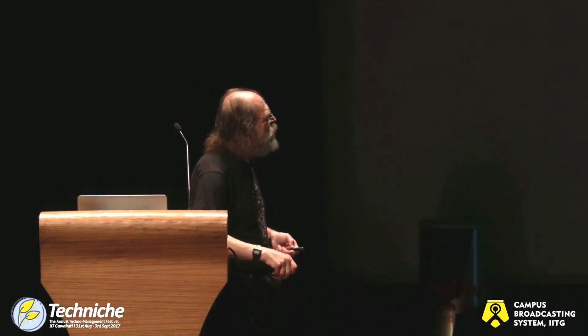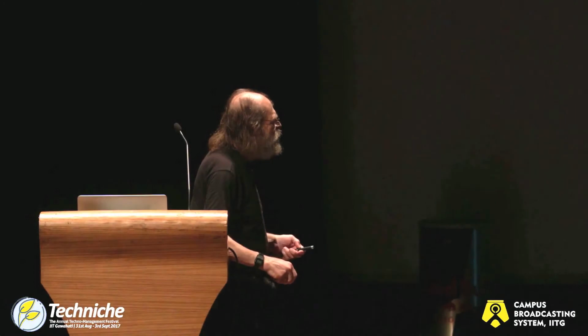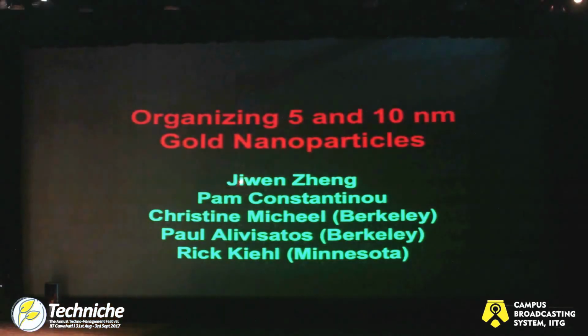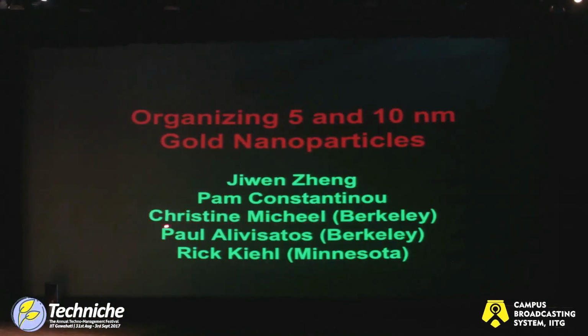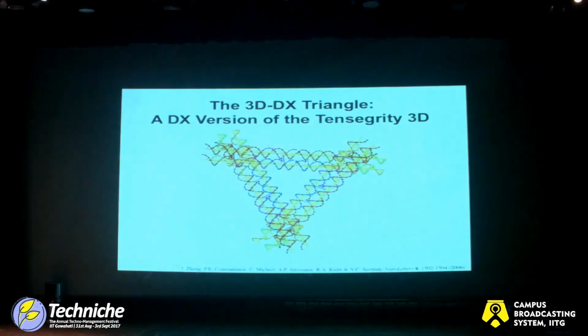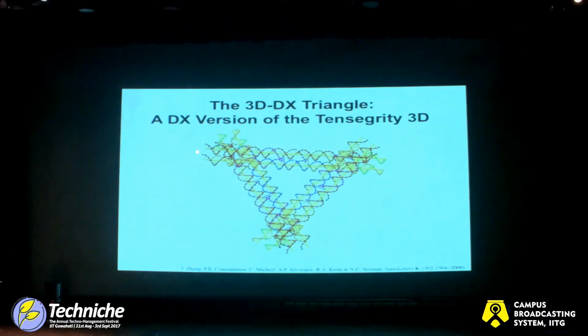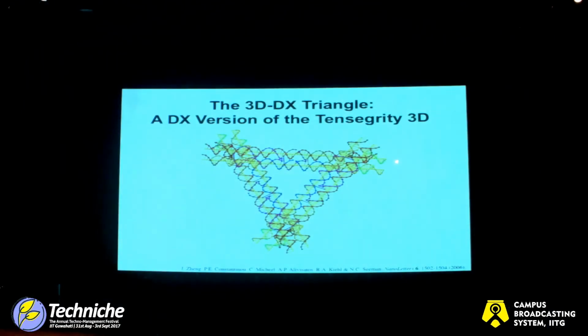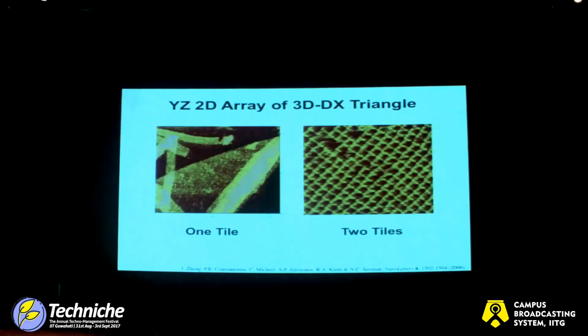Now, one of the interesting things about DNA is that you can use it to organize other materials. So in this case, we're looking at work done by Jiwen Zhang and Pam Constantino from my lab, Christine Michael from Paul Alvasados' lab, and Rick Keel was involved when he was at Minnesota. So this is that same triangle again, but now it's big. So this is a DX instead of a single DNA duplex. It's 8 turns long, and we're going to do this work in only 2 dimensions. So we're just going to make a planar arrangement.